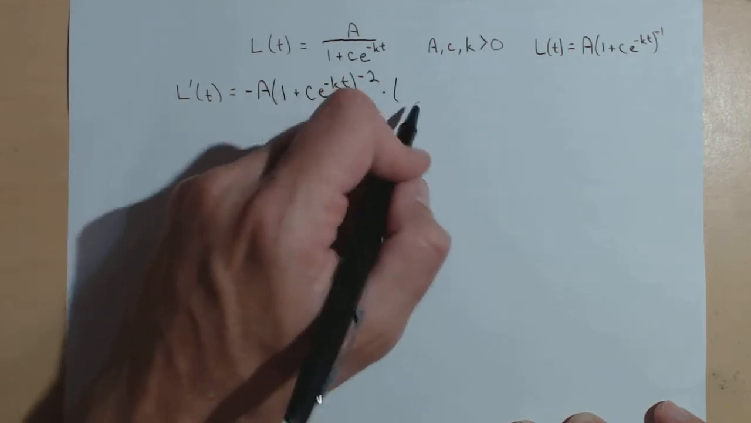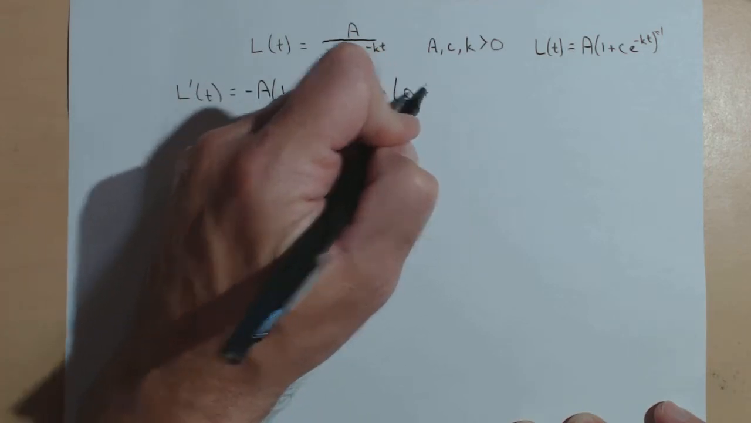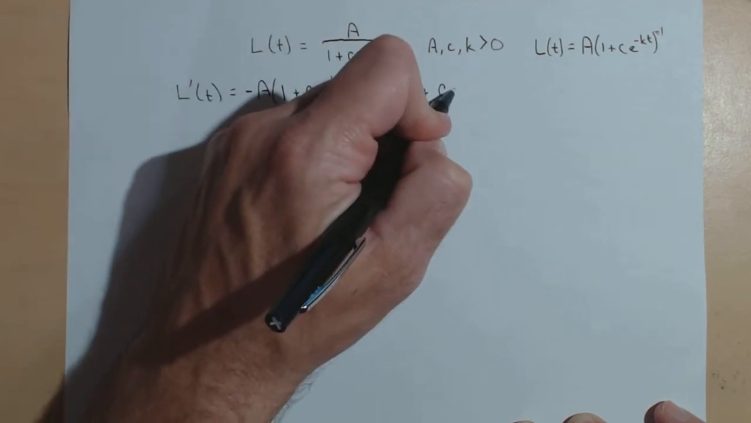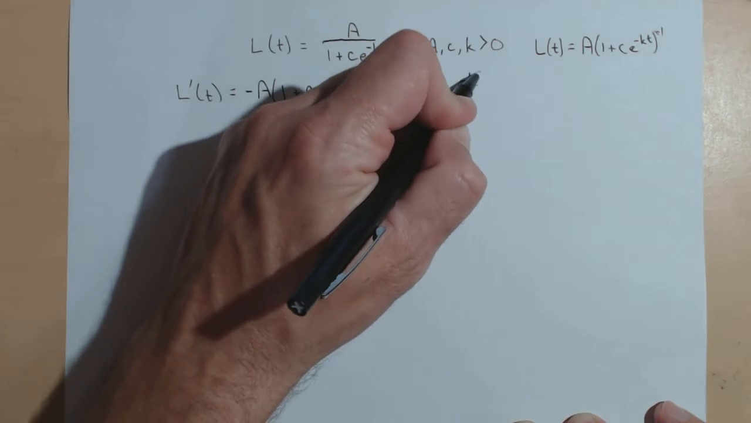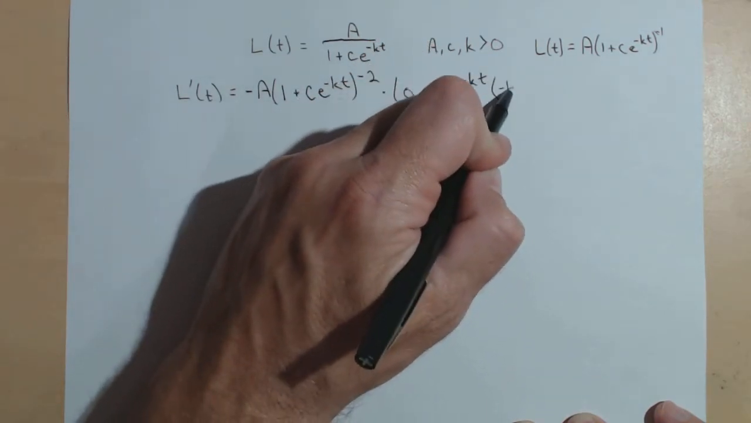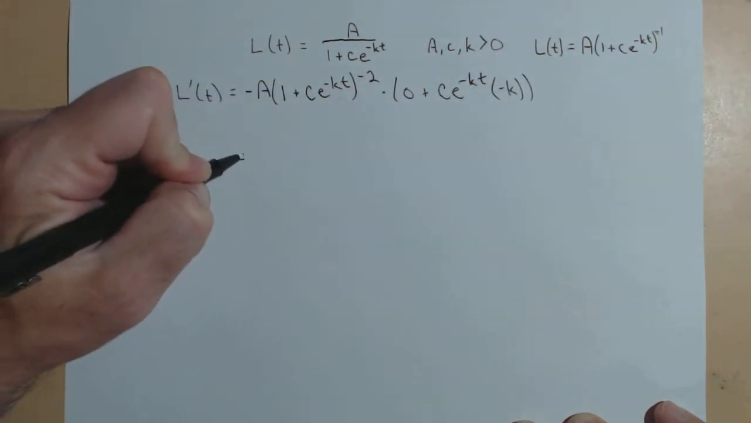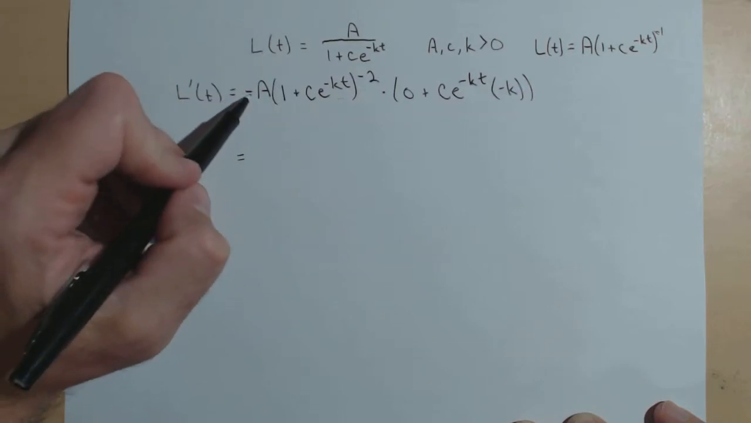Derivative of this part here is just 0. Derivative of this part is plus ce to the negative kt, we leave that alone, and then times the derivative of the exponent, which is negative k. So let's see what this is going to simplify down to.